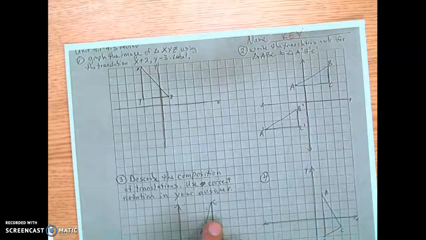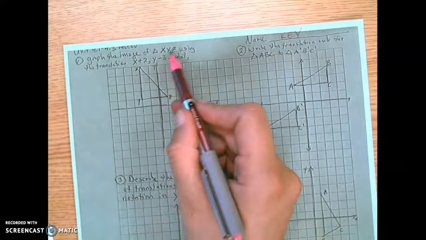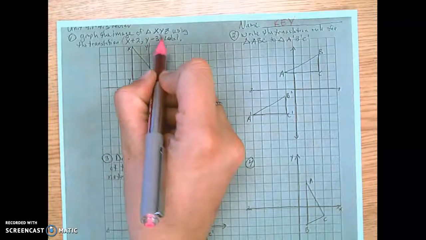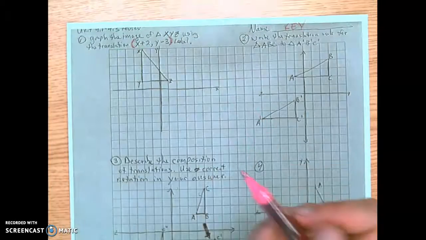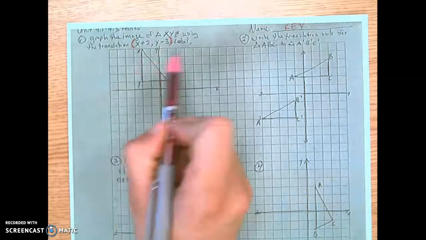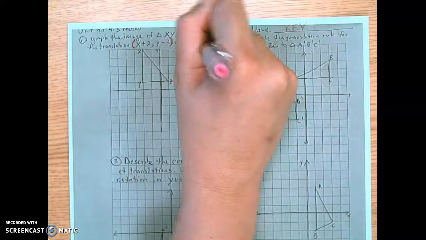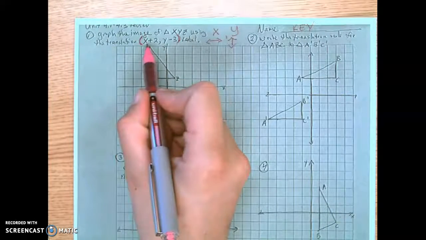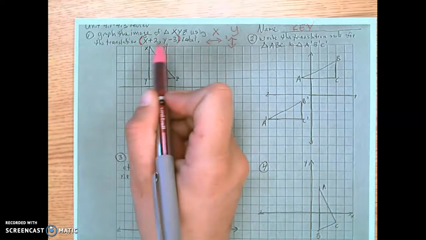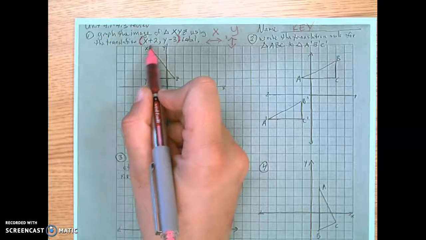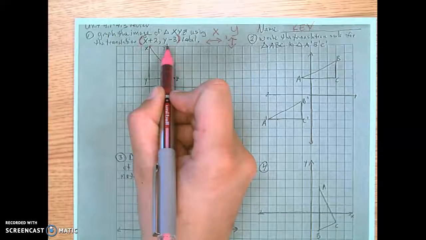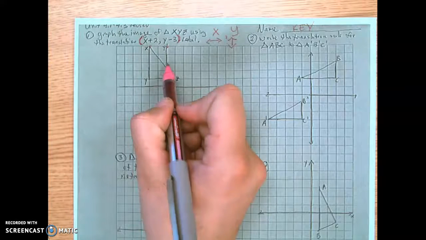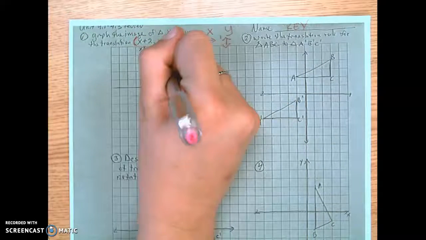On number 1, we want to graph the image of XYZ using the transformation x plus 2, y minus 3. Remember, x plus 2 is movement in this direction. X goes left and right, y goes up and down. So if I want to move x plus 2, I'm going plus 2 in the left or right direction. I start on my point X, I go over 1, 2. Then it wants me to go y minus 3, so from that point I'll go down 1, 2, 3. And that is going to be my new X prime.